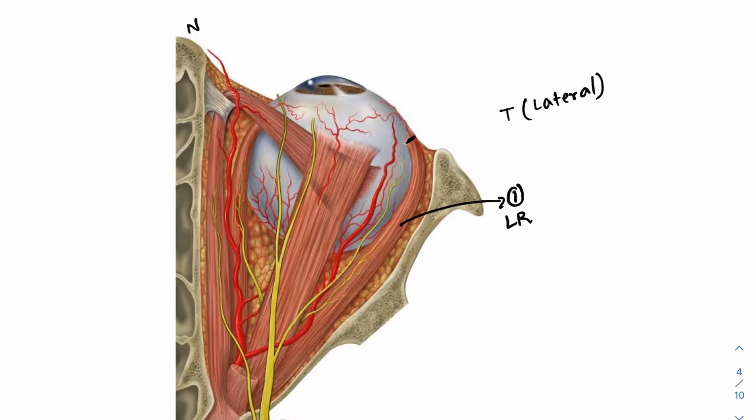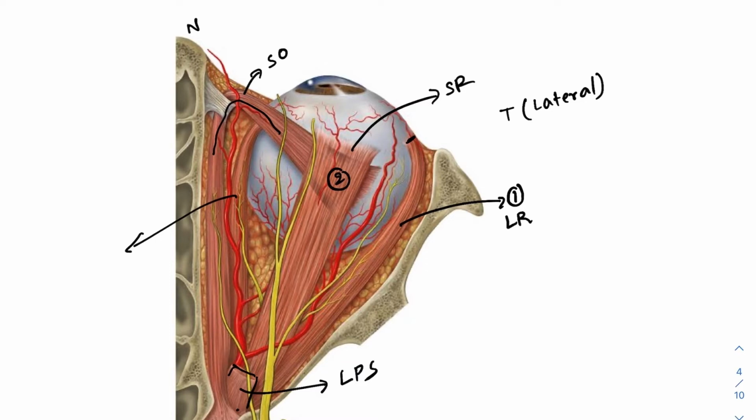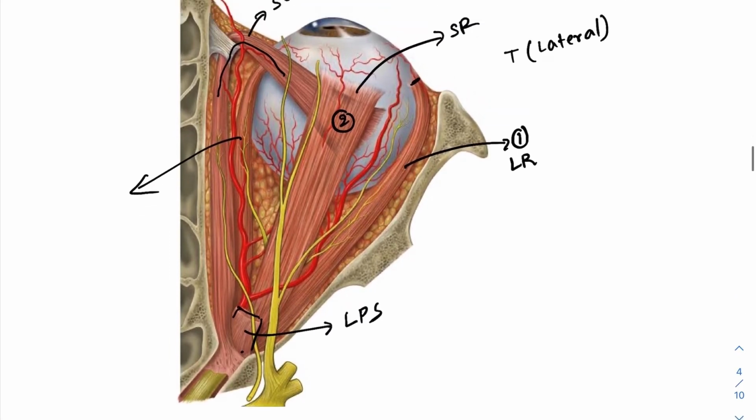Now one muscle, number 2, this is the superior rectus. Yes, correct. And one muscle which is cut here, what is the name of this muscle? This is LPS. Another muscle here crosses the trochlear ligament, it is the superior oblique. And here one muscle is seen, what is the name of this muscle? Think. The name is medial rectus.